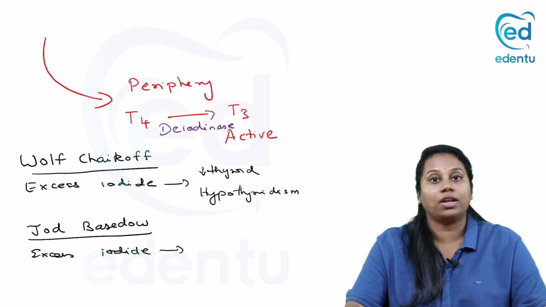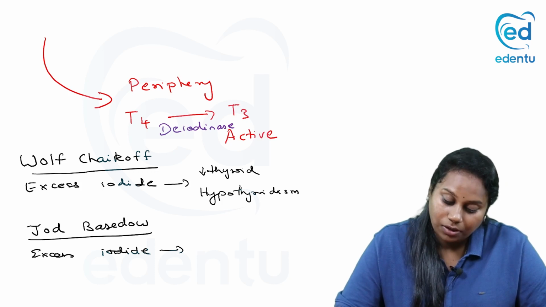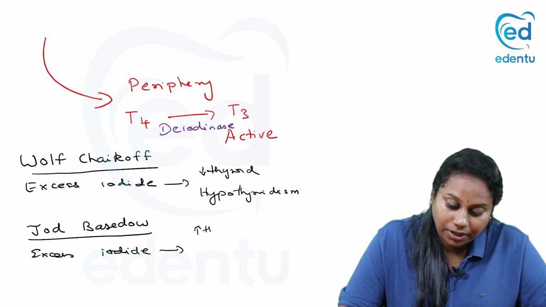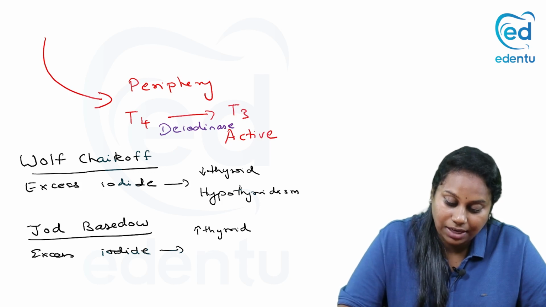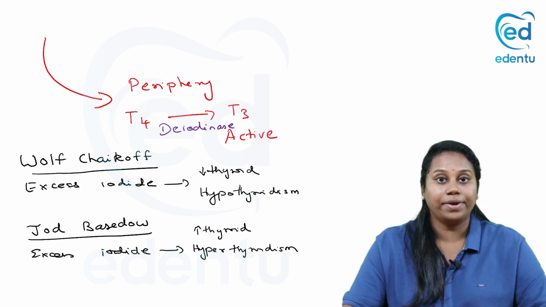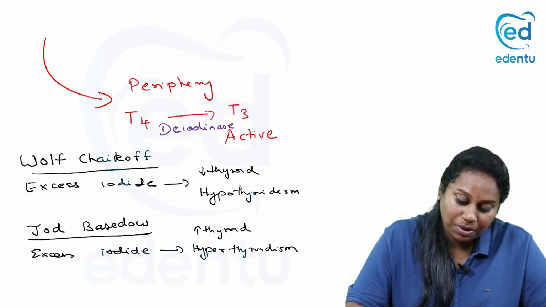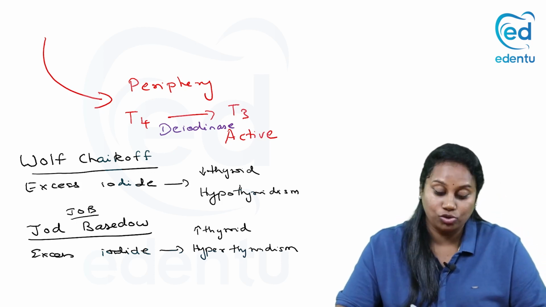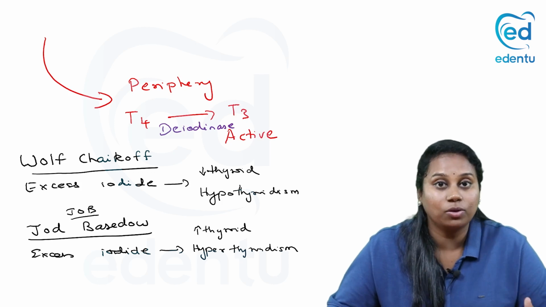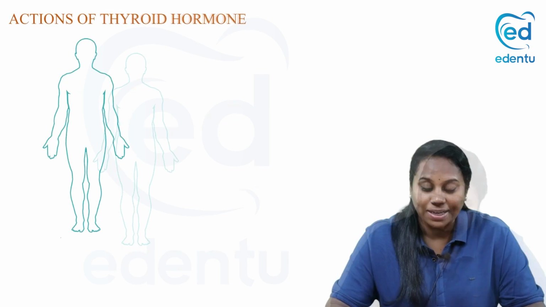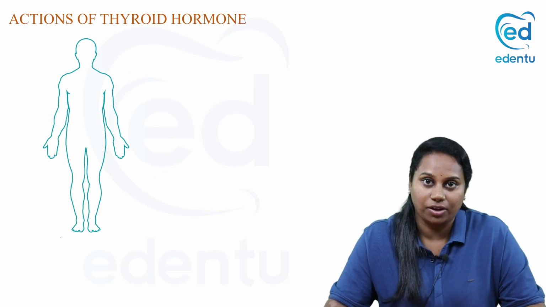And this effect is called the Wolff-Chaikoff effect. On the other hand, excess iodide can also result in increased thyroid hormone synthesis and can result in hyperthyroidism. This is called the Jod-Basedow effect. And how we remember this is, the mnemonic is job. Job is Jod-Basedow effect. So when you have a job, you will be hyperactive. So Jod-Basedow effect, hyperthyroidism. Next, let's learn about actions of thyroid hormones.